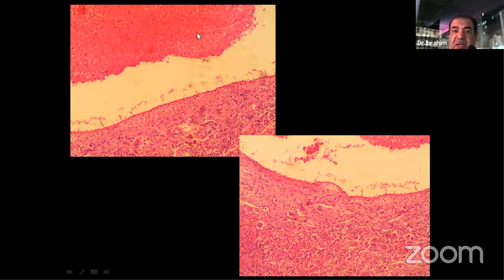These cystic spaces are not lined by endothelial cells. That's why they really bleed very easily, because they are not real vascular spaces. We can see how vascular this is, and they are lined by fibrous tissue, compressed fibrous tissue, and many giant cells. This is low power.